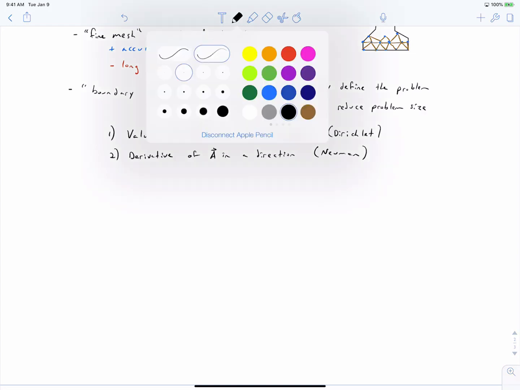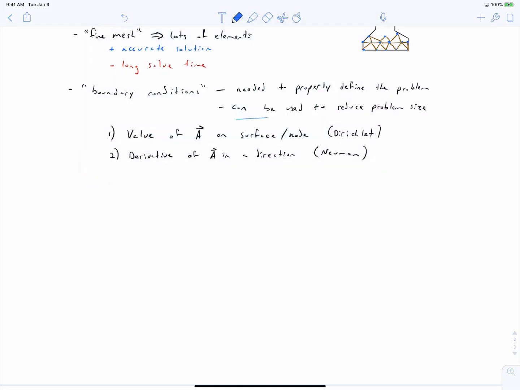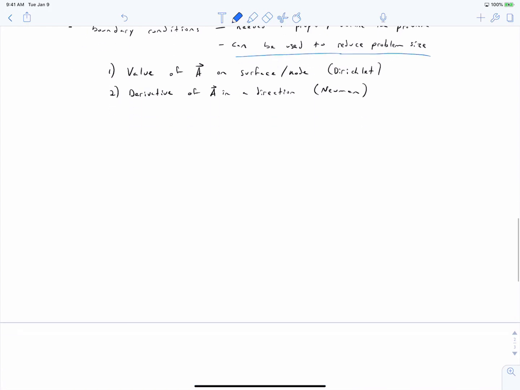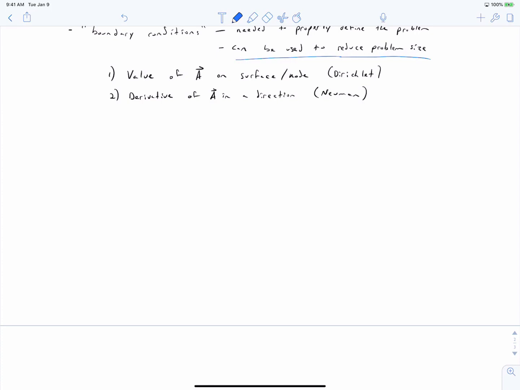And that gets to this point here, that we can use it to reduce the problem size and exploit symmetry. An example of this is a periodic or anti-periodic boundary condition. And these types of boundary conditions say that the vector potential along a certain surface is the same as the vector potential along a different surface, or it's the opposite of the vector potential along a different surface.